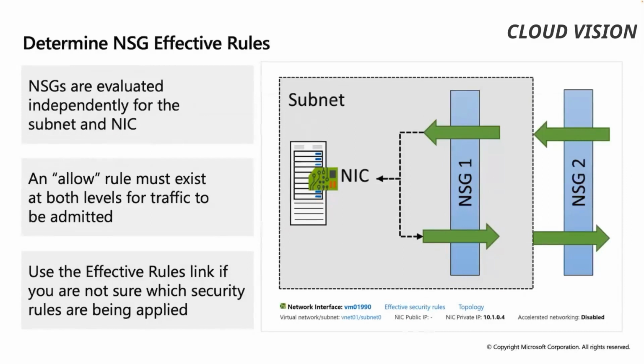So the effective rules for the NSG are evaluated independently for the subnet and NIC. An allow rule must exist at both levels for traffic to be admitted. So this is important: allow rule. And use the effective rules link if you are not sure which security rules are being applied. Okay. So that is the effective rule element you need to set up.